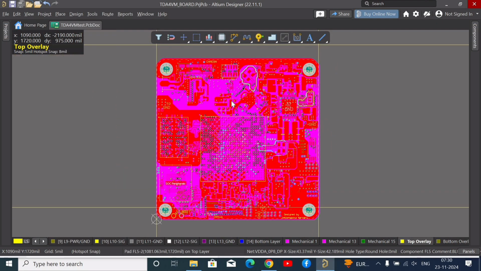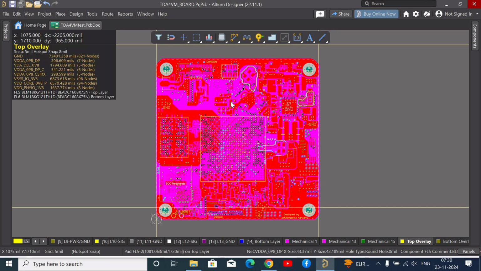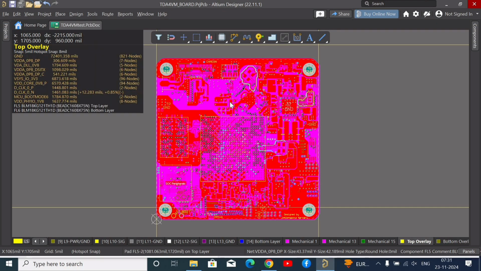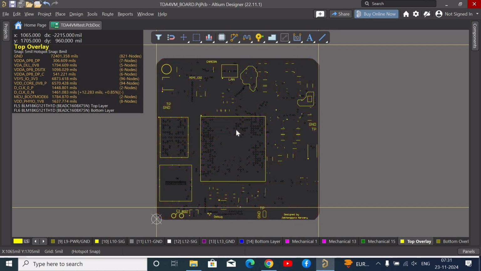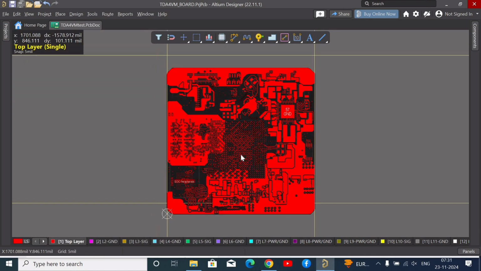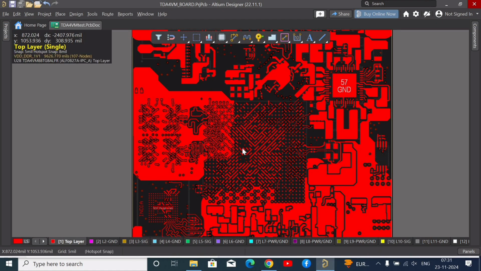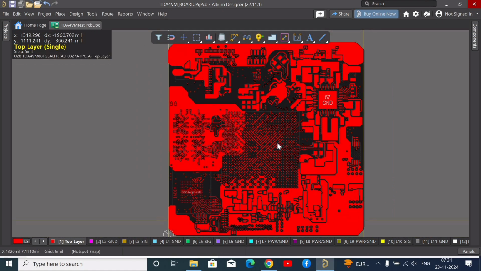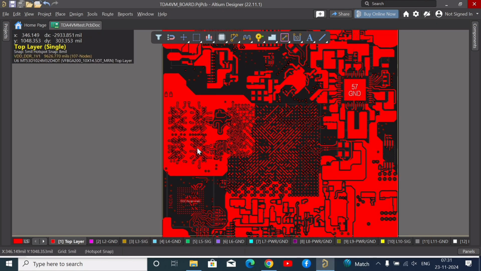Let me make it single layer mode view of the board. So this is the top layer. This is a multilayer board design, and in this design, all the high-speed, both single-ended and differential pair signals, are routed stripline, just to reduce the EMI interference and some noise.